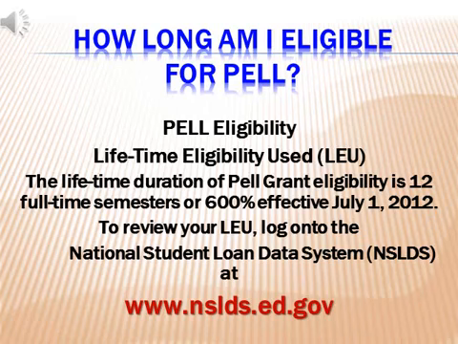How long am I eligible for Pell? Pell eligibility. Lifetime eligibility used, called the LEU. The lifetime duration of Pell Grant eligibility is 12 full semesters or 600%, effective July 1, 2012. To review your LEU, log on to the National Student Loan Data System, NSLDS, at www.nslds.ed.gov.